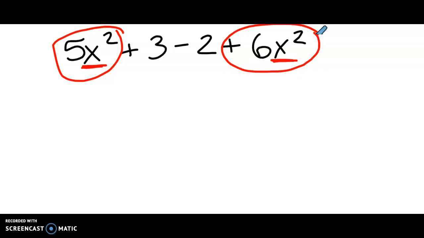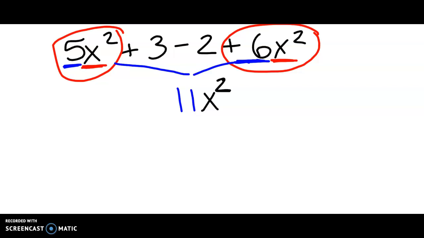When we're doing this combination, the x squared kind of tags along. It doesn't change because all we're doing is worrying about the numbers in front. So we're just going to have that x squared tag along, almost like a little brother or something. We're really just focusing on the number in front of that x squared. So what is 5 plus 6? Well, 5 plus 6 is 11. So these combine to give me 11x squared.